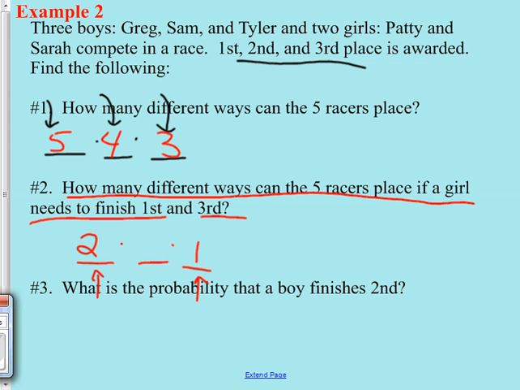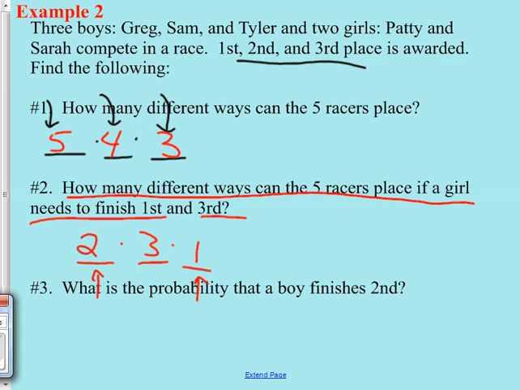And now, how about that middle spot? Could a girl win the middle spot? No, because we've already used both girls. They're already in the first and the third spot. So it's only boys. There's 3 of them. There we go. 2 times 3 times 1. You see how I started with the ones that had special needs?